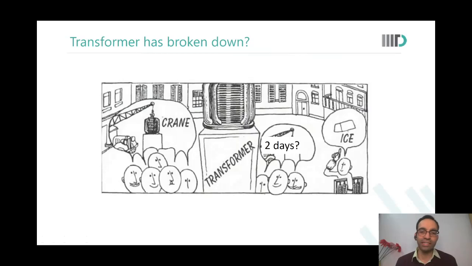Great, good. But we need to put that back up now also, no? The crane will come after 2 days, no problem. At least overnight you will have electricity.